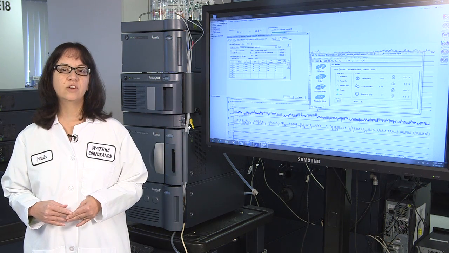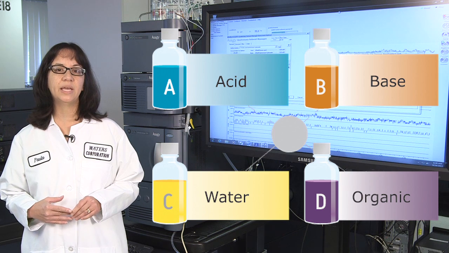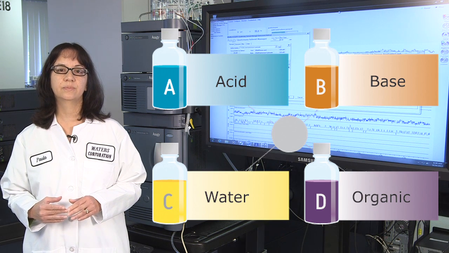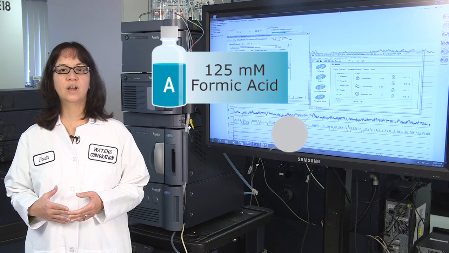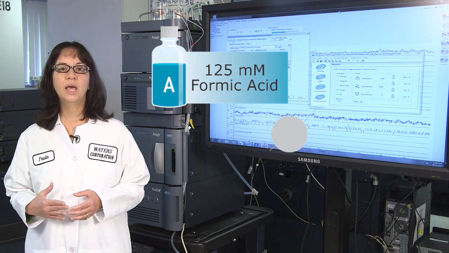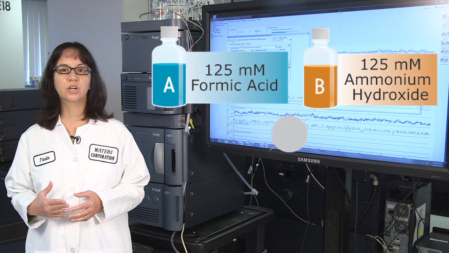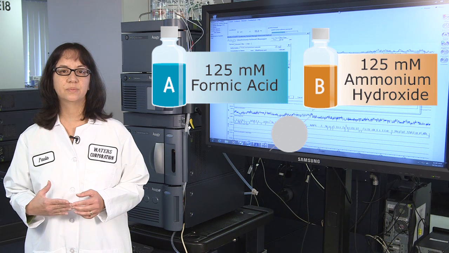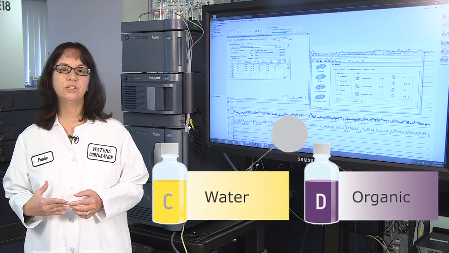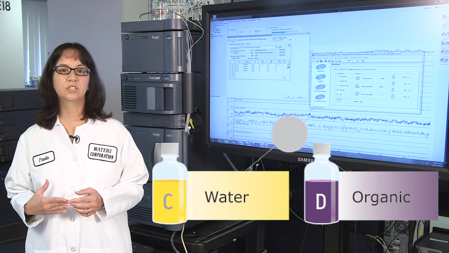The 4 solvent reservoirs are used to control both the pH and solvent strength. Reservoir A in this instance contains 125 millimolar formic acid and B is 125 millimolar ammonium hydroxide. The pair is used to control pH. Reservoirs C and D are used for water and organic solvent, respectively, to control solvent strength.